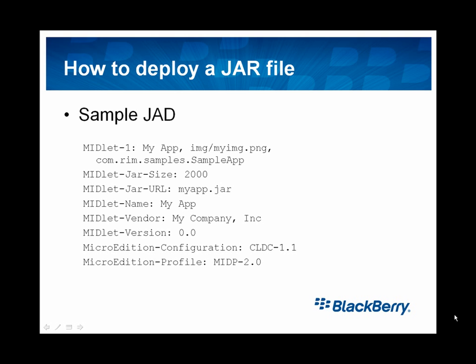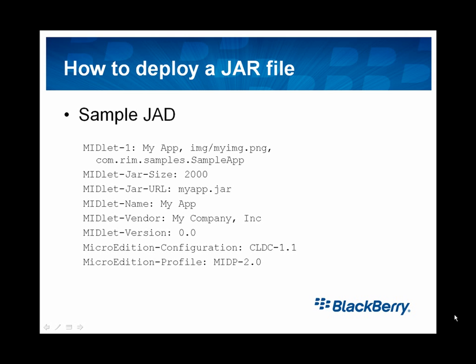Looking at the details of a JAD file, we can see all of the instructions that are provided to the mobile web browser. The MIDlet-1 tag specifies the application name, the relative path to the application icon, and the name of the main MIDlet class. Note that these three parameters are comma delimited.